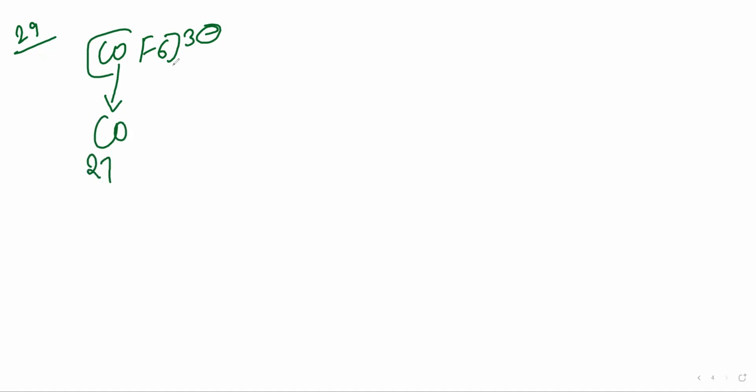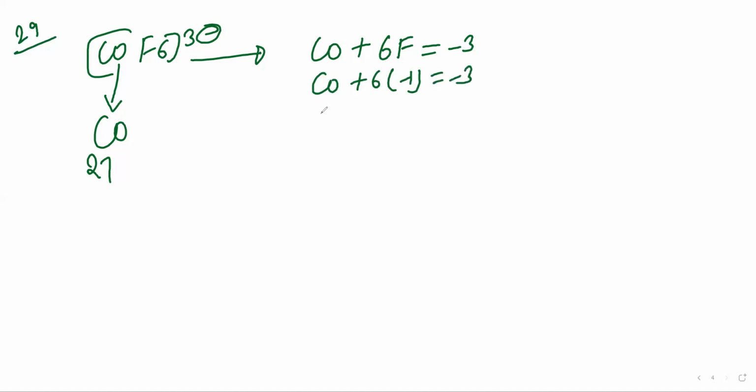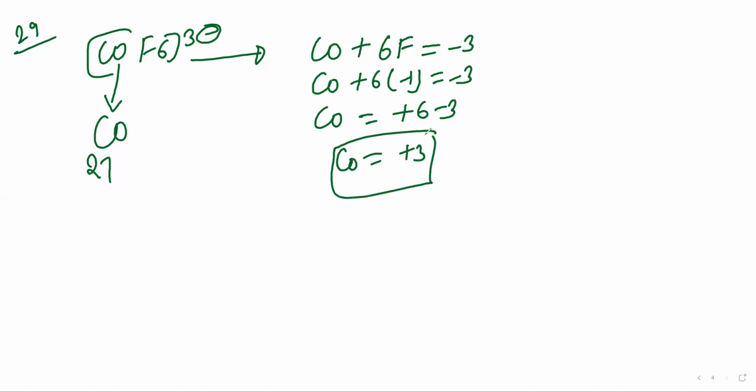So I will first find the oxidation state of cobalt. So it is CoF6 equal to minus 3. So it is Co plus 6 into minus 1 equal to minus 3. So it will be Co equal to plus 6 minus 3. It is equal to plus 3 cobalt. Understood? So it will lose the electrons.